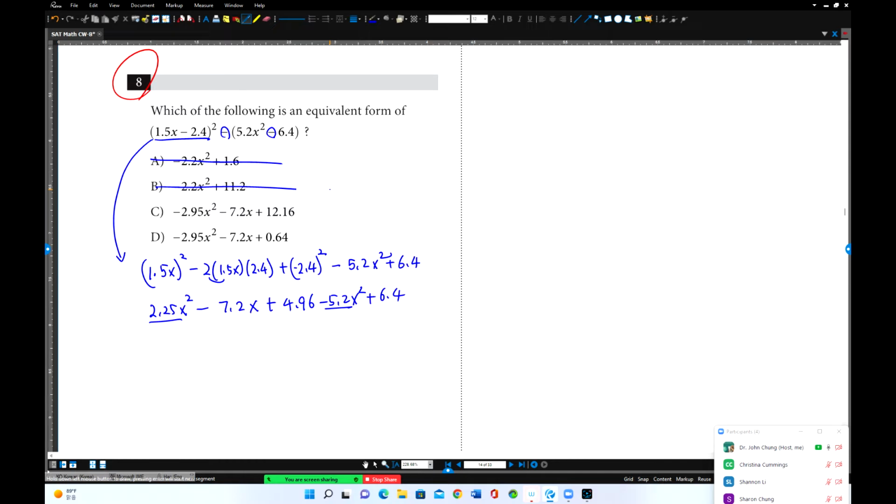Okay? Now check it out. The next one is what? This is the same number, 7.2, just to compare the constant terms. Where is the constant term? These two are the constant terms.